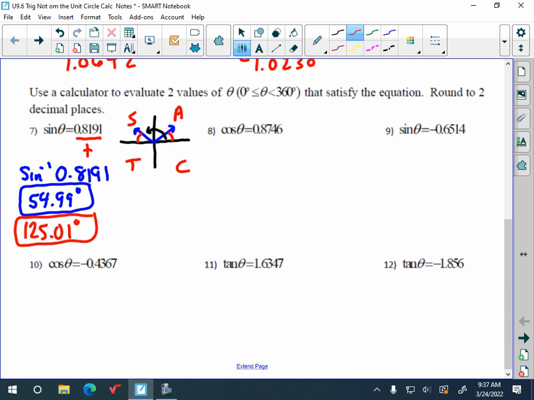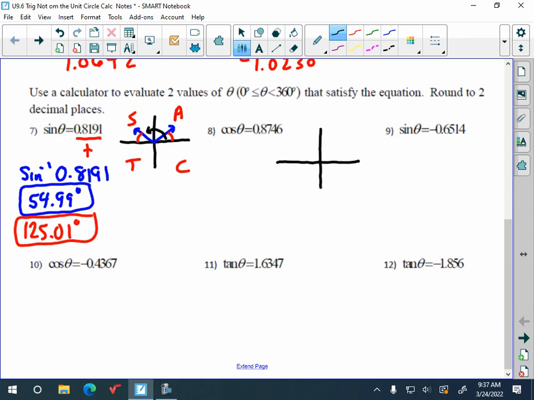So drawing pictures, looking for congruent angles, using 180 degrees or 360, it's going to help a lot in finding what these angles are. Definitely draw pictures. Trig is a lot about drawing pictures.